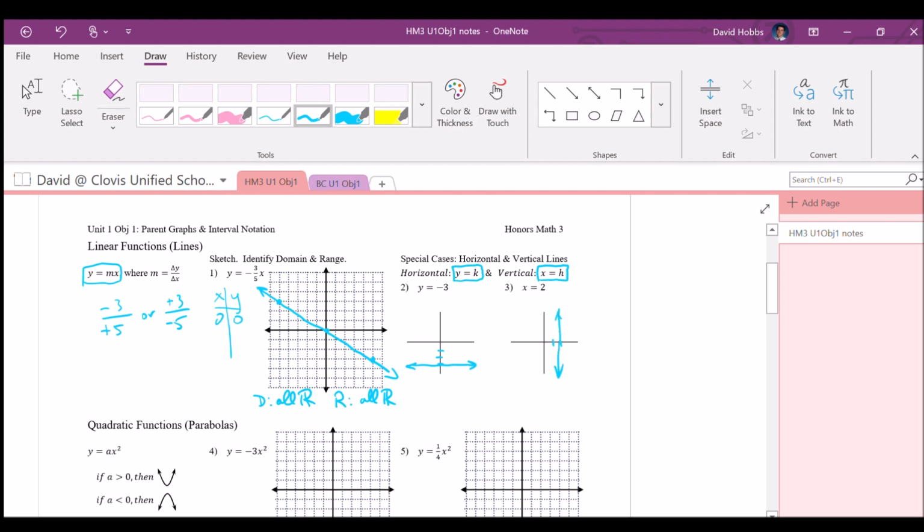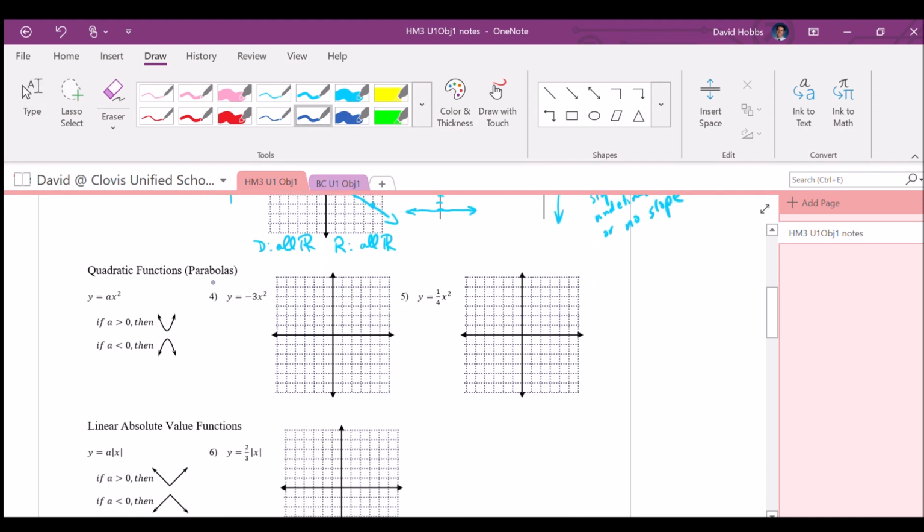Now, vertical lines are not a function. The slope is undefined or no slope. Okay, the slope over here on y equals -3 is 0. Okay, moving on.